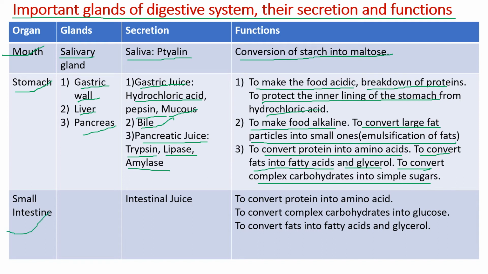Next organ is the small intestine. It secretes intestinal juices. The function of the small intestine is to convert protein into small amino acids, to convert complex carbohydrates into glucose, and to convert fats into fatty acids and glycerol.